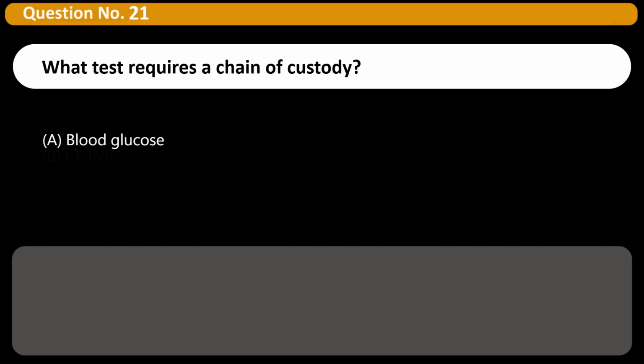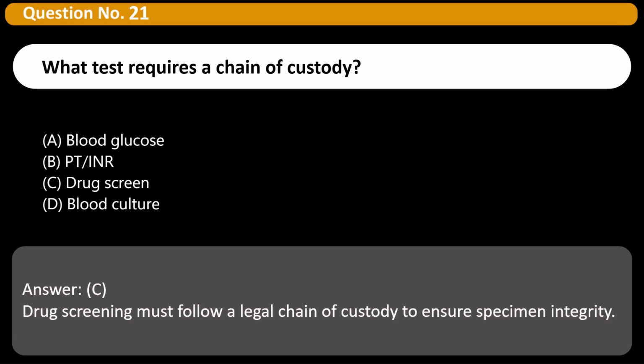What test requires a chain of custody? A. Blood glucose. B. PT/INR. C. Drug screen. D. Blood culture. Answer: C. Drug screening must follow a legal chain of custody to ensure specimen integrity.